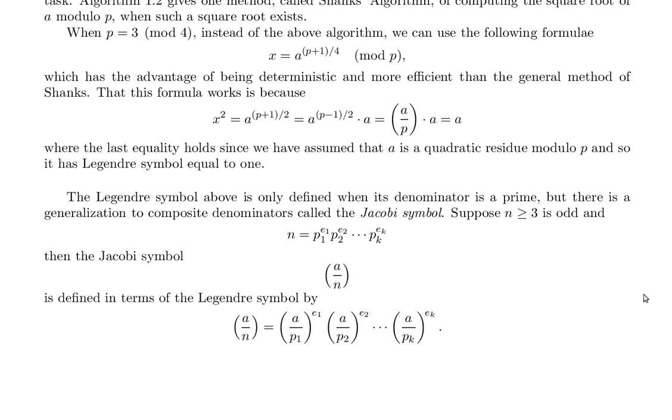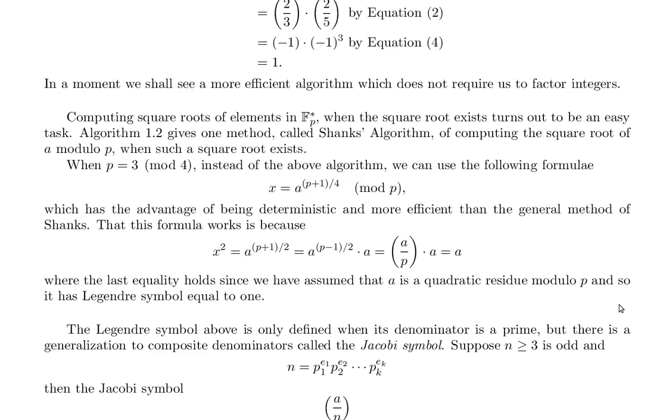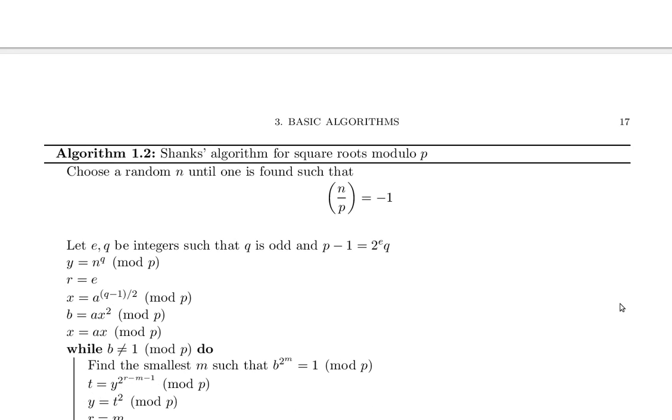Suppose n is greater than or equal to 3 and odd, and n equals p1 to the e1, p2 to the e2, ... p sub k to the e sub k. I guess that's a prime factorization, right? Then the Jacobi symbol a over n is defined in terms of the Legendre symbol by a over n equals a over p1 to the e1, a over p2 to the e2, ... a over p sub k to the e sub k. Those are kind of interesting connections, right?